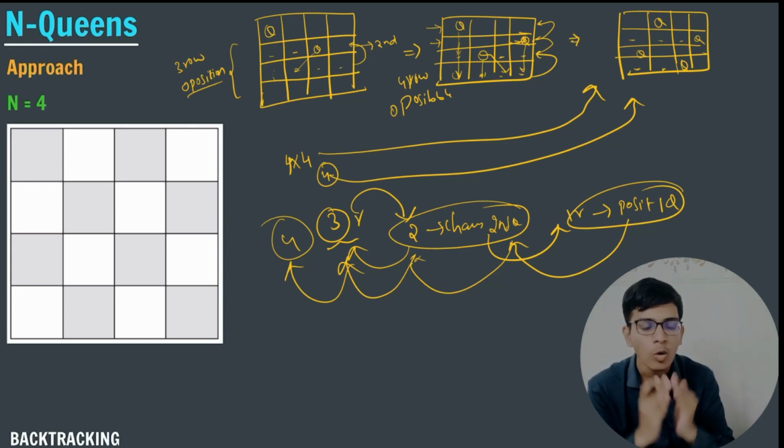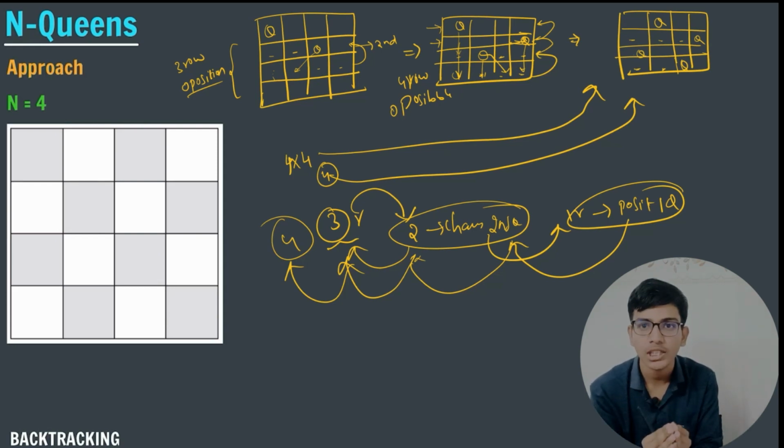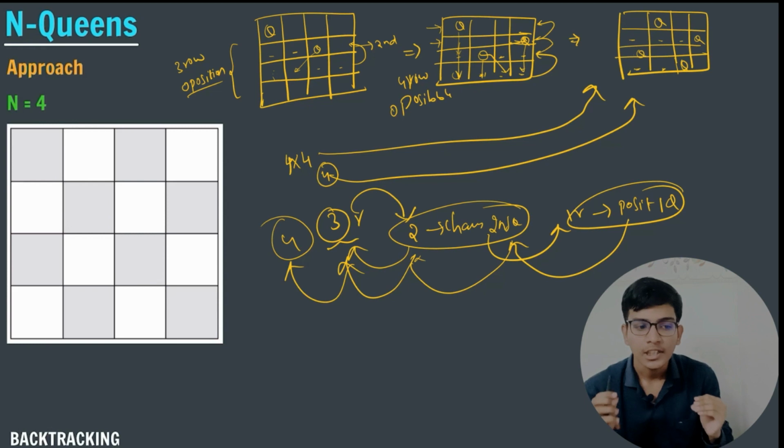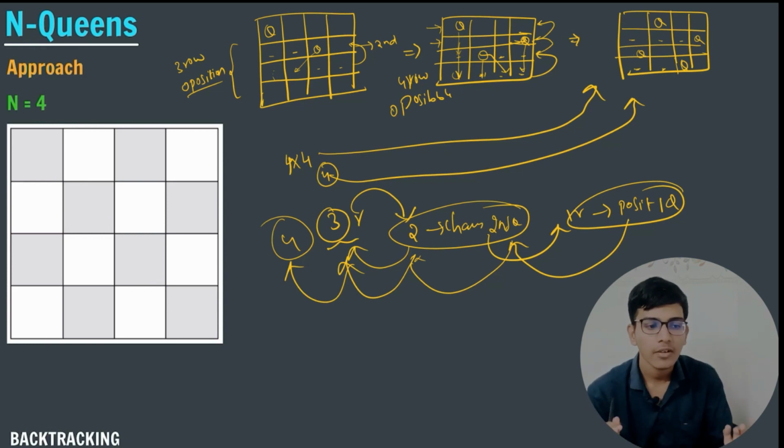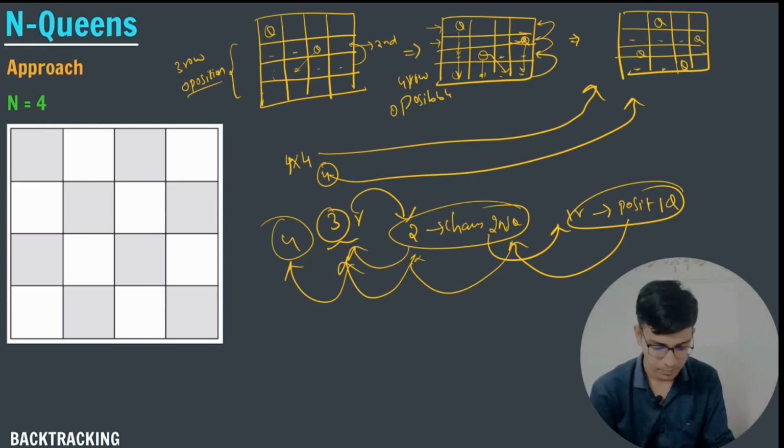So this is how we will check whether a particular queen position is safe or not. Now I hope you have got the point of how backtracking works and how we can check whether the particular position of the given queen is safe or not. So with that being said, let us code the function for is safe.